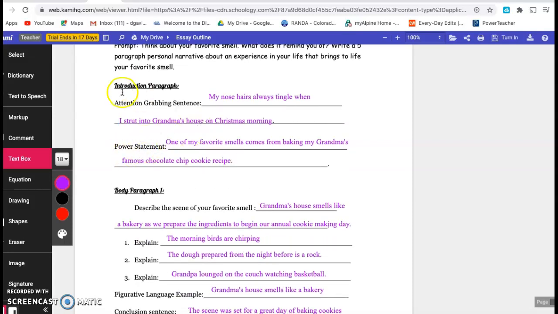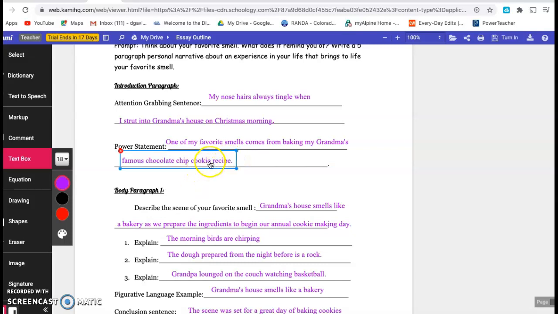Okay, power statement. Once again, this is all a part of your introduction paragraph. Power statement is an important one. There will also be some notes provided along in the folders about what exactly a power statement is. Notice my keyword at the beginning, one. I want a certain number that you pick in here to describe that smell. Most of us were picking our favorite smell, so it is going to be one. You may use one if you would like. One of my favorite smells comes from baking my grandma's famous chocolate chip cookie recipe.